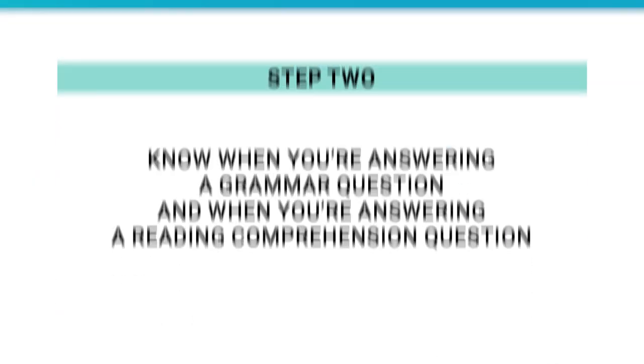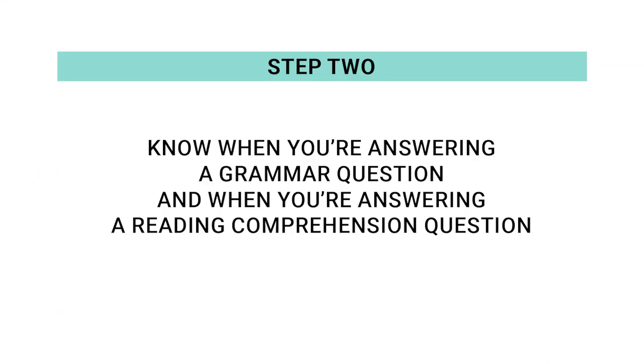Now, we're going to do an example of a reading comprehension question in just a second, but first, it's time to learn step 2. Step 2 is to know when you're answering a grammar question and when you're answering a reading comprehension question. And this is actually super easy because all the grammar questions will ask you which answer choice is grammatically acceptable. And the reading comprehension questions, well, they do not ask you which answer is grammatically acceptable.